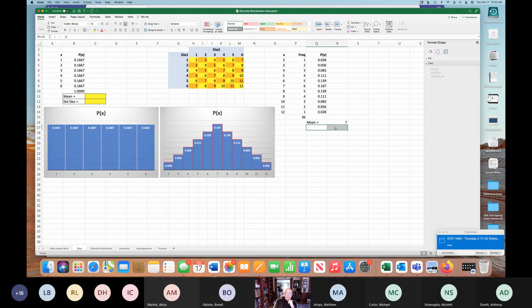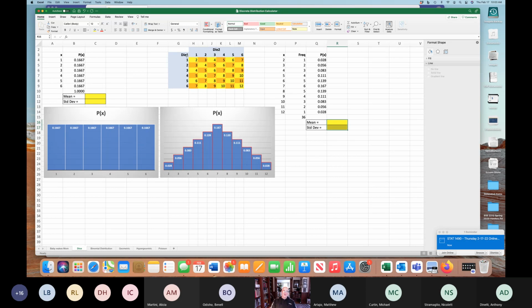Same thing over here. You'll see how to calculate the mean. It's not that hard. You basically have to create one more column, and you can calculate the standard deviation as well. Okay. Then we'll pick some problems in the book to use what we have here to solve some problems. Okay. Now, if you roll two dice, it complicates things.